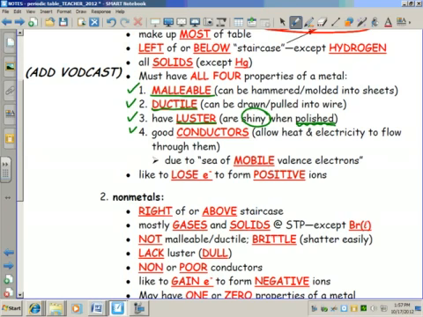Things with luster, when you polish them with something that's an abrasive, a scouring pad, steel wool, when you polish a metal or something that has luster, it becomes more shiny, not scratched and dull. And the last one is conductivity. All metals are good conductors. They conduct electricity and heat.